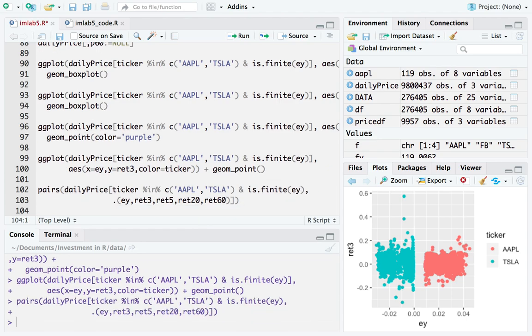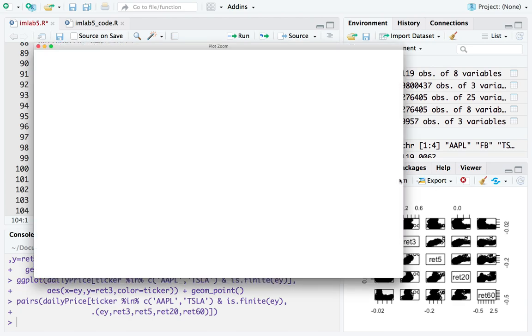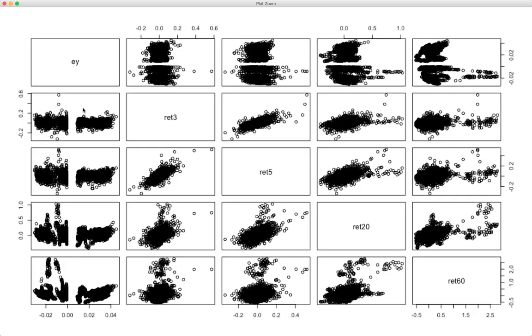I run this, give it a second, go on Zoom, and it's probably easier to see here on my computer than back on my PowerPoint. Here, this is where earnings yield is on the x-axis, and this is where it's on the y-axis. As we go down, this is the return 3 one, which we just had that graph before. This is return 5, this is return 21, and this is return 61.